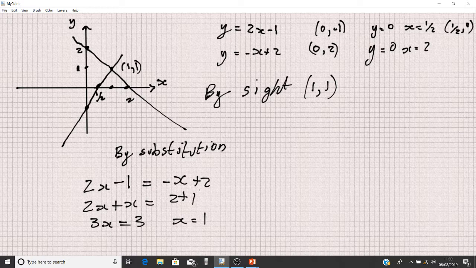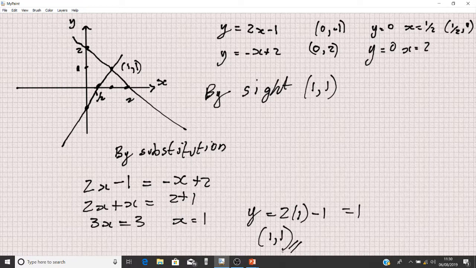Now to find the y, we just substitute in either of the two lines, so y equals 2 times 1 minus 1. So yes, y is 1. So we've just shown that the point of intersection is in fact 1, 1, even though the graphing method doesn't look very accurate. Okay, so we can always use a plot to find the point of intersection.